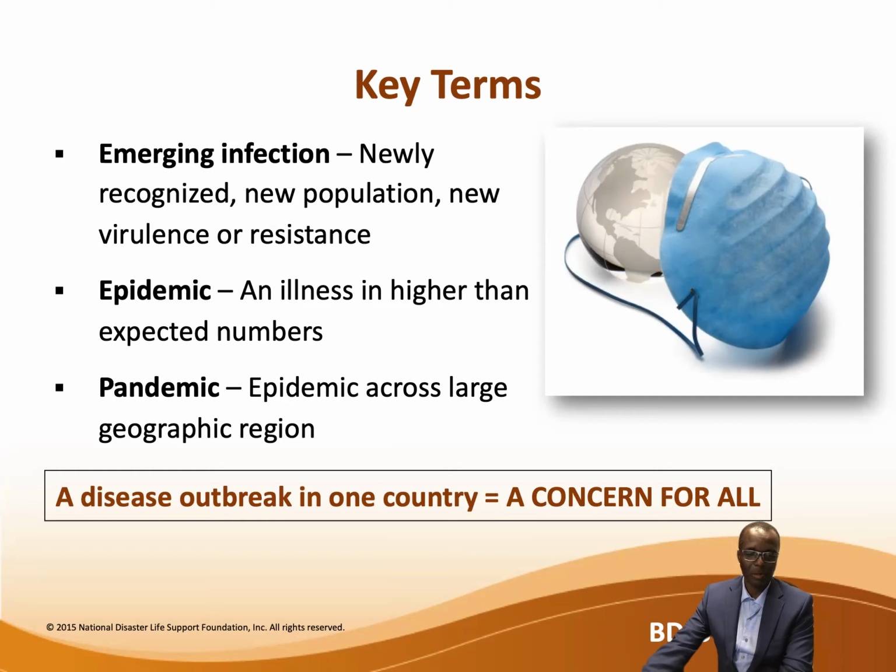3 conditions must be met for a pandemic to occur. 1, a new disease emerges to which a population has little or no immunity. 2, the disease is infectious for humans, and 3, the disease spreads easily among humans. In today's world, where anyone with any disease can travel around the world in less than 24 hours, an outbreak of a communicable disease in one country should be a concern for everyone in the world.